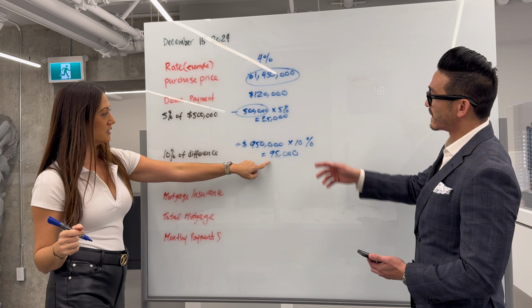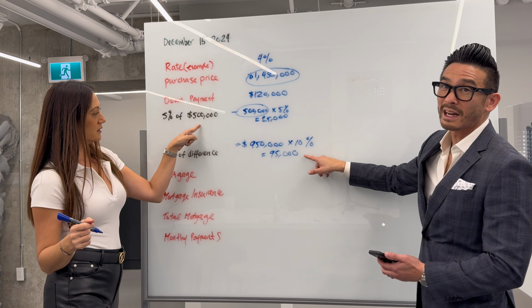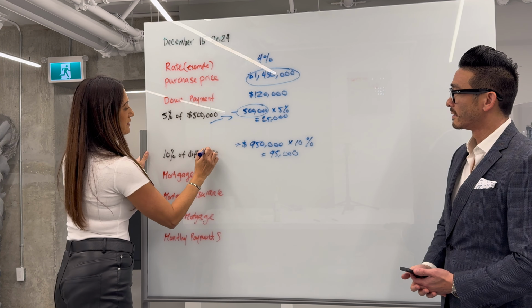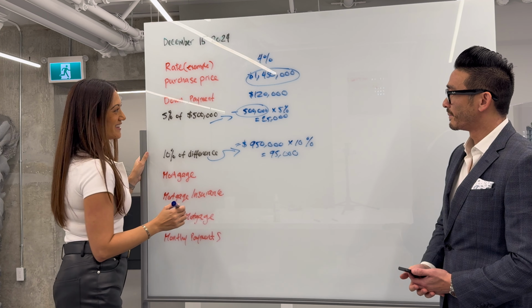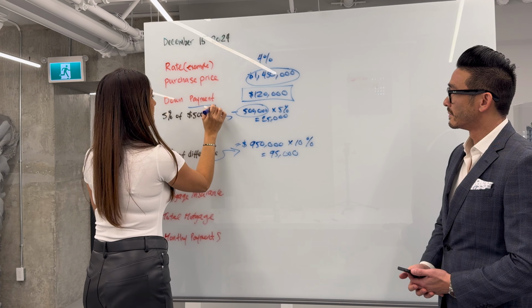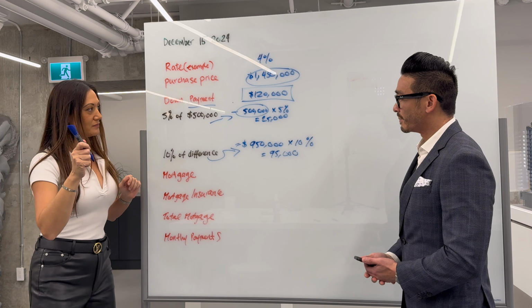And so that's how we got 120,000, because you take 25,000 plus 95,000. This was the difference and this was here. That's how we got our down payment. And that would be the minimum on 1.45 million.